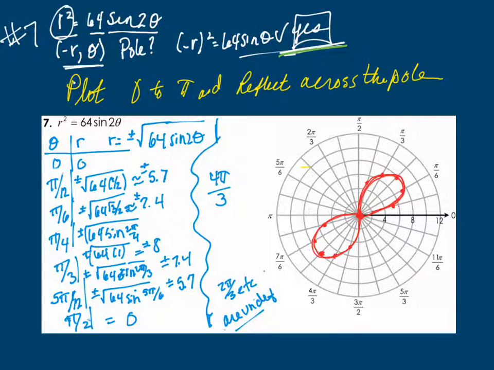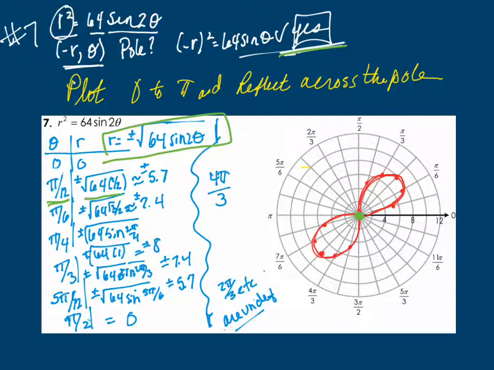Okay, so the first one I'm going to choose, by the way, I rewrote it because you have to solve for r. So that's plus or minus the square root of 64 sine 2 theta. So 0 is 0, so you got a big center. And then pi over 12, I went ahead and used pi over 12 because I knew this was going to be small. You can decide whether you want to use pi over 12 or something else, but the more points you put on it, the better drawing you'll get.